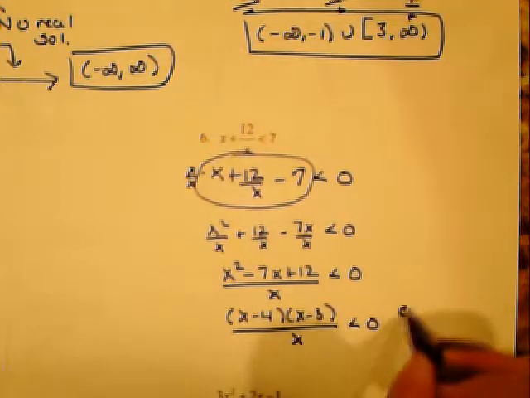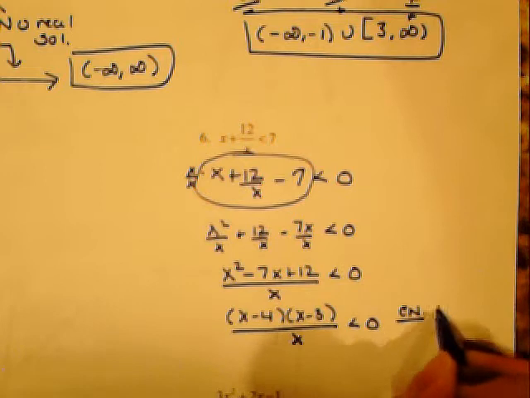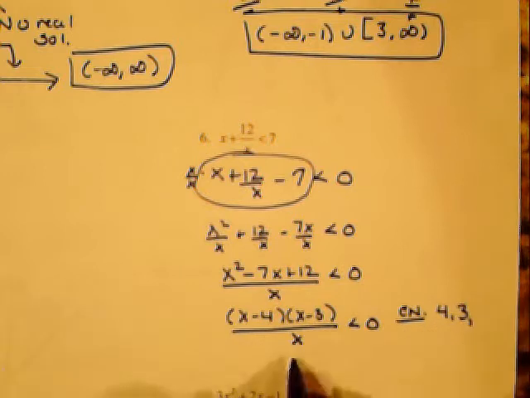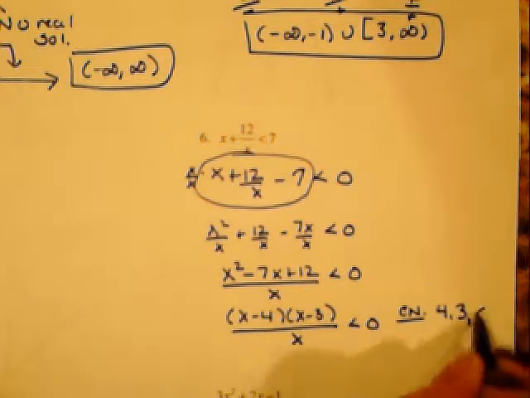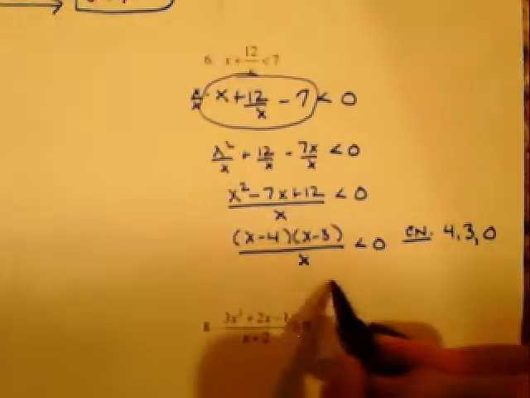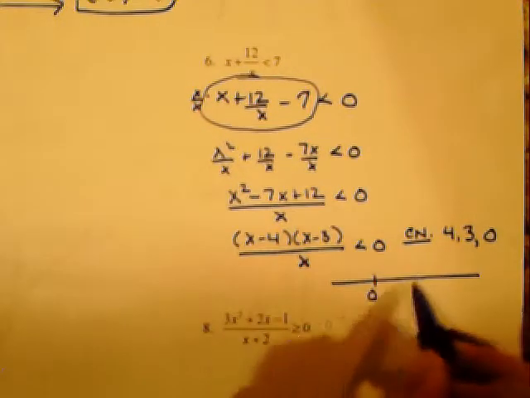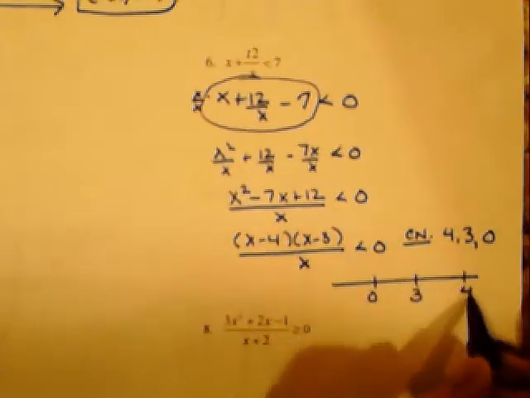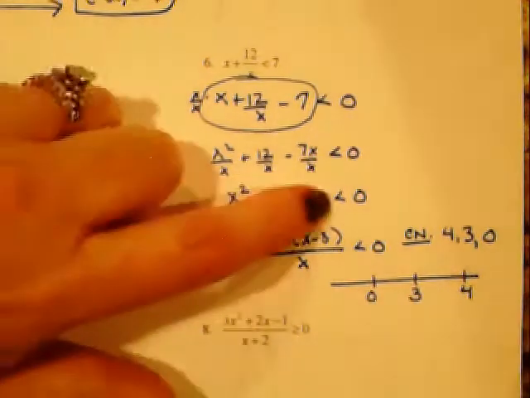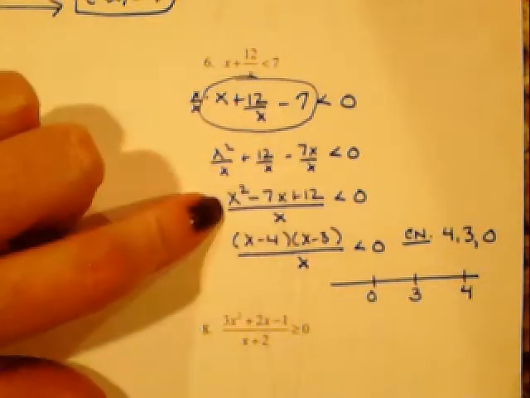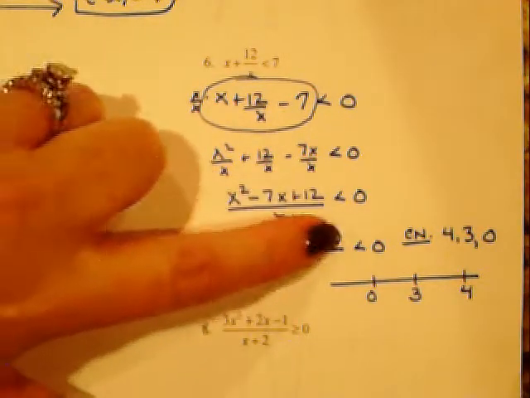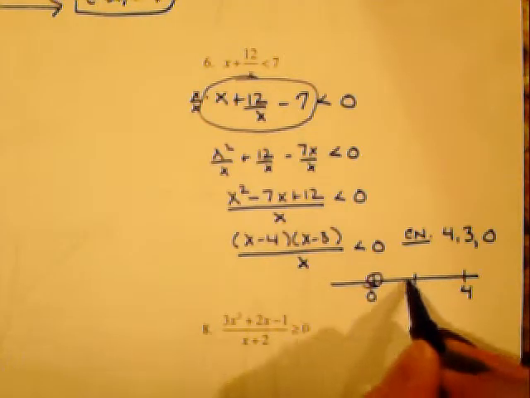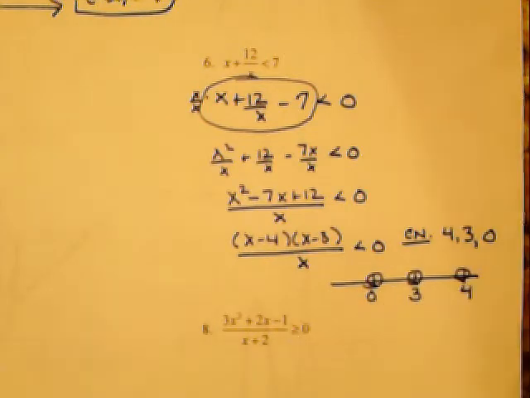So when I set my numerator equal to 0, my critical numbers are going to be 4 and 3. When I set my denominator equal to 0, that's going to give me a 0. So now I'm going to do my number line test. So here's 0, 3, and 4. Again, I'm checking to see where this particular inequality is less than 0. So none of these critical numbers are going to be included in my solution set.